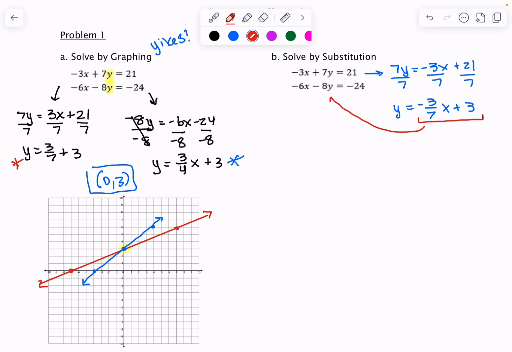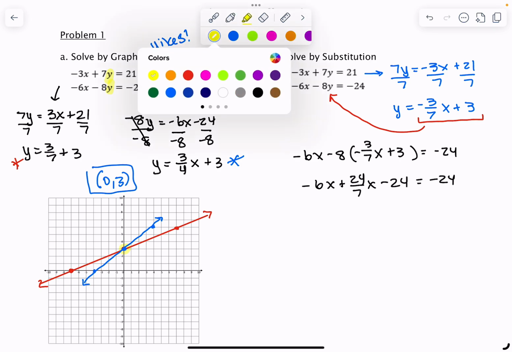I'm going to plug that into the y. I'm going to get negative 6x minus 8, and then in parentheses, I'm going to put that negative 3/7 x plus 3 equals negative 24. I'll help you out. I'm going to tell you that negative 8 times negative 3 over 7 is 24 over 7x. Yikes. Again, I'm going to keep saying that word yikes because this is a yikes.